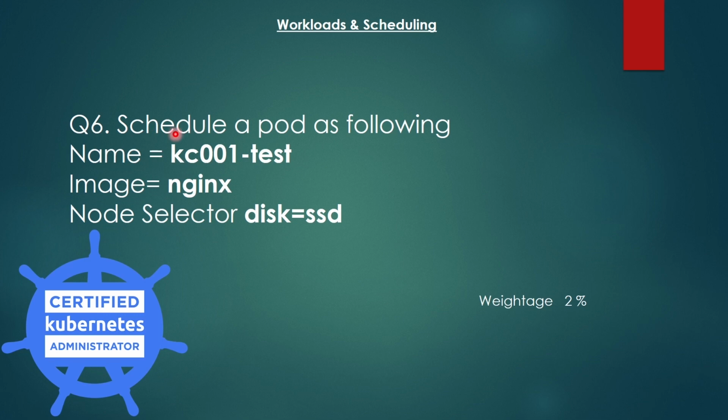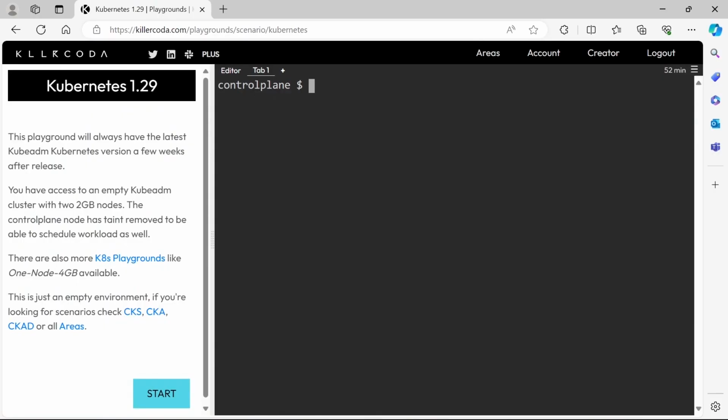Let's go to the next question. The next question is to schedule a pod to a specific node. Pod name should be KC001 test, image should be Nginx, and the node selector is disk equals SSD, which means we have to schedule this pod to a node which has the label disk equals SSD. The weightage of this question is 2%. Let's go to the cluster.